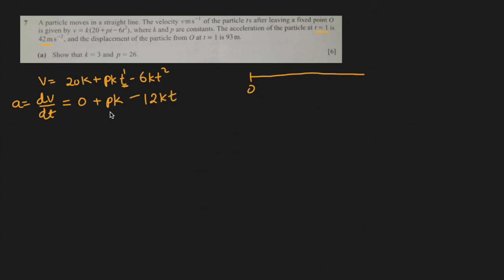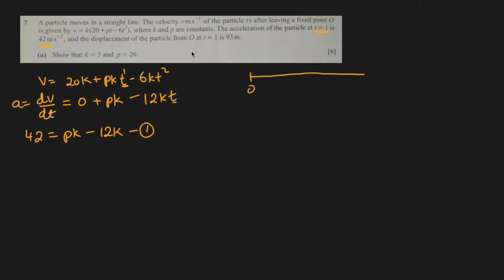So this is acceleration. Since they have given that at t equal to 1 the acceleration is 42, we will just utilize this to make an equation. 42 is equal to pk minus 12k, since t is 1. This is our equation number 1.